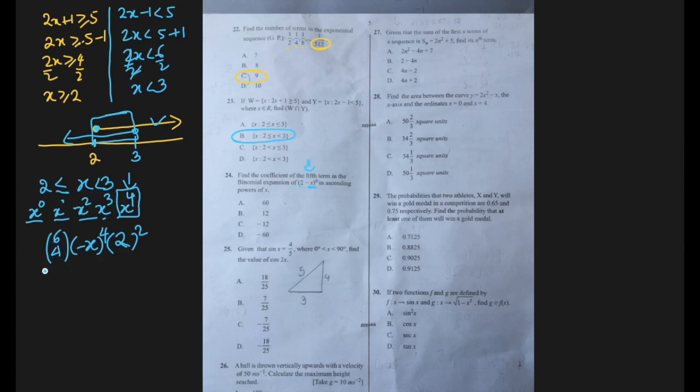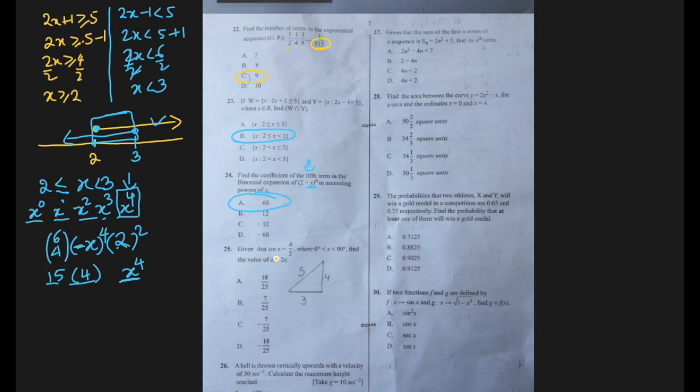6C4 is 15. Negative will become positive because of the even exponent, so it will be x to the power 4. Let me write it last. And 2 squared is 4. So 15 times 4, 60 is the coefficient of x to the power 4.